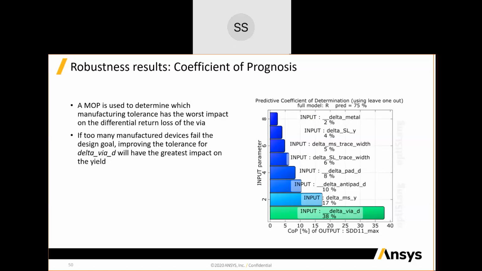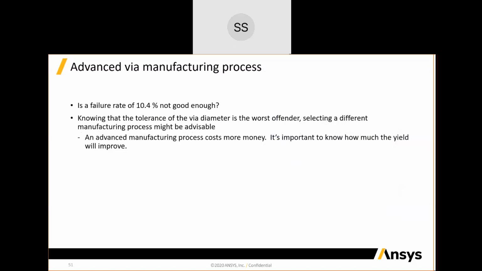So this tells us the manufacturing tolerance that has the largest impact on the yield is the one that controls the diameter of the vias. And now we can start asking very interesting questions like, is the failure rate of 10.4% good enough? If it's not good enough, we know what tolerances are causing the problems.